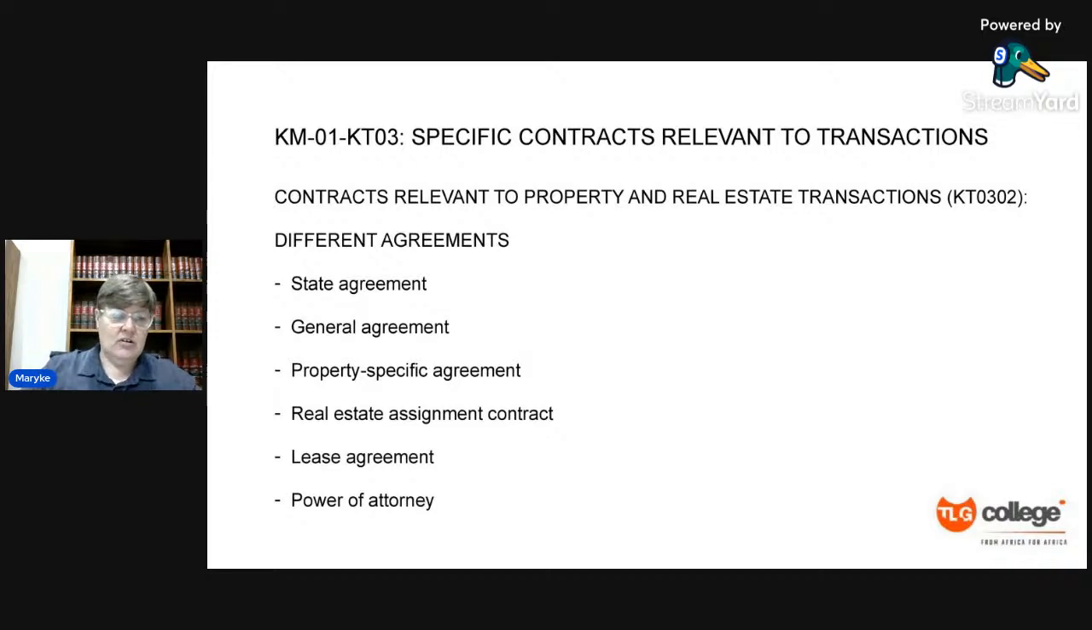Then we have real estate assignment contracts. Most of us use these, right? These are specifically designed for our specific area that we conduct business in. It is designed and drafted for our specific property market, and for our specific type of property in terms of sectional title or freehold property. And then we have lease agreements. Those are exclusively for the use of rental properties. And then, as we discussed yesterday as well, power of attorney, that's also a type of agreement where one party gives the power to another to act or transact on their behalf with a specific timeline and also a specific action or a specific transaction in mind.